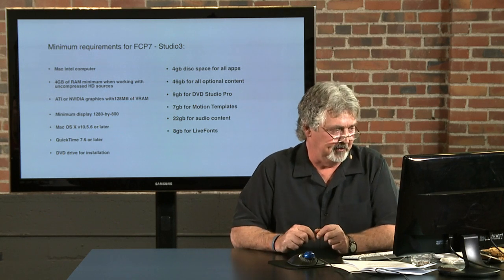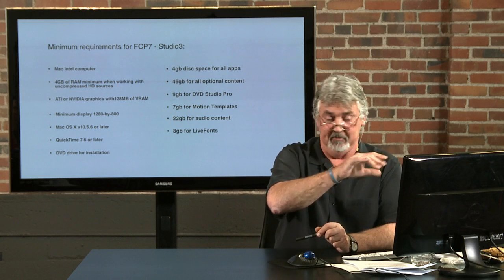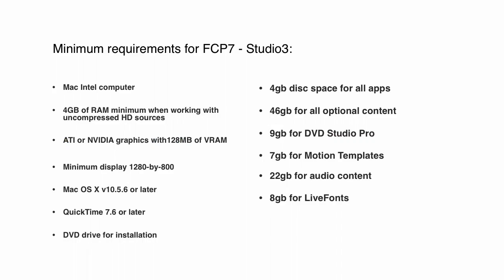Here's where they start telling stories. This is directly from the website, by the way. 4 gigs of RAM minimum when working with uncompressed HD, which is what we're going to be working with. I have 16 gigabytes of RAM in my Mac Pro, and I get lots of coffee breaks. And I only work with clips that are 2 to 5 minutes long. Okay, I may pile on the effects a little bit, but anyways, you need an ATI or NVIDIA graphics card with 128 megabytes of RAM minimum. 256 is, 512 is better.